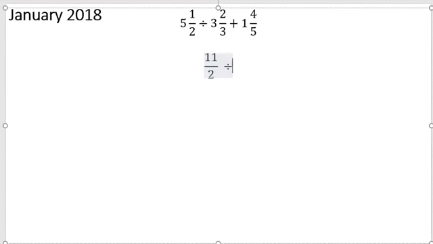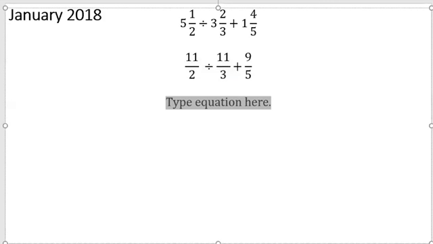divided by 3 3s, 9 plus 2, 11 over 3 plus 5 1s, 5 plus 4, 9 over 5. So now we have 11 over 2, change our division sign to multiplication, then flip the fraction that follows, and we get 3 over 11 plus 9 over 5.